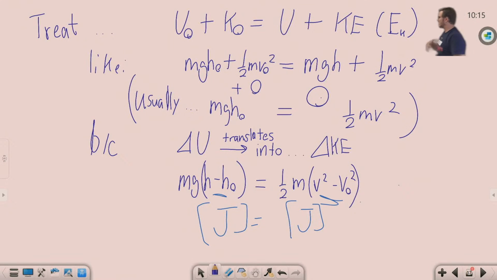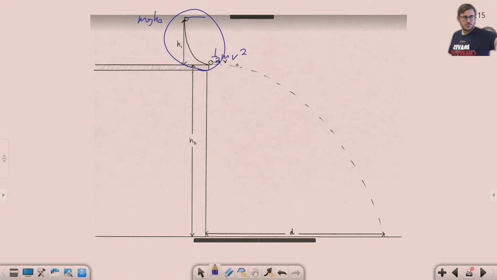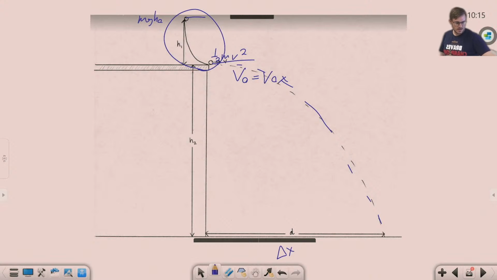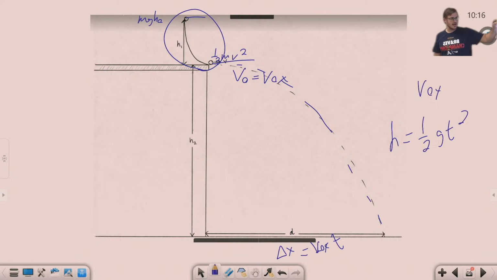Now, what was the point of actually launching? When it launched, it went a certain delta x or d, and that's using only a horizontal velocity. The v0 it launched with is v0x, and delta x is v0x times time, and h is equal to 1/2 gt squared because v0y is 0 with a horizontal launch. This is all 2D motion stuff.